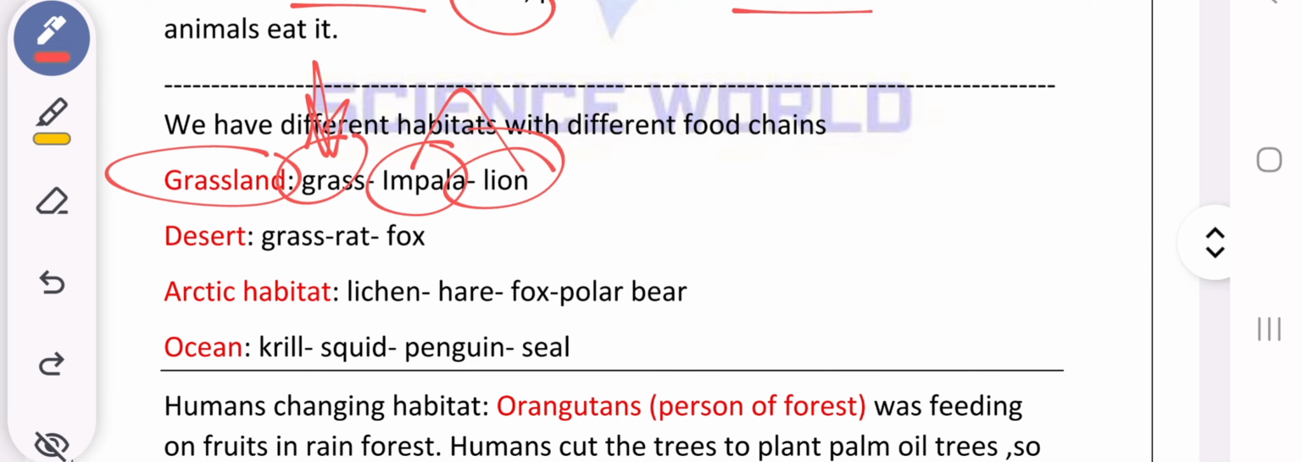But who is the producer? Grass, because grass can make its own food. It doesn't need to eat any other animals. The plants can make their own food.